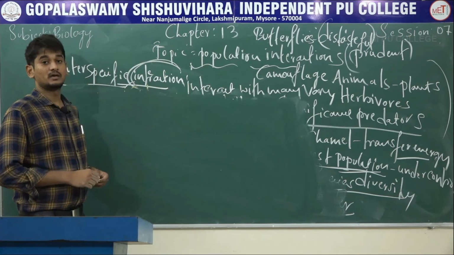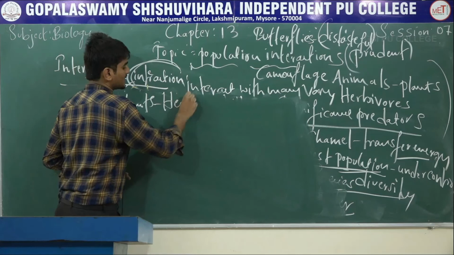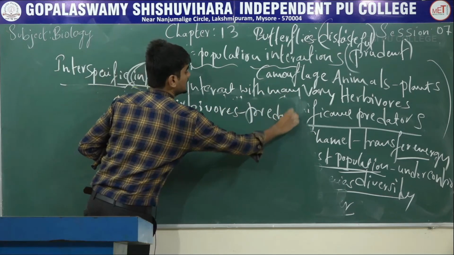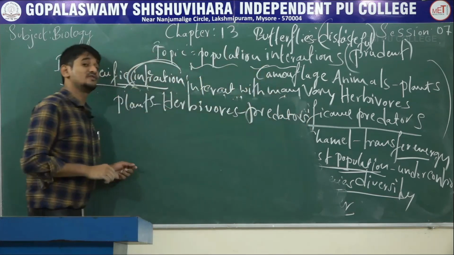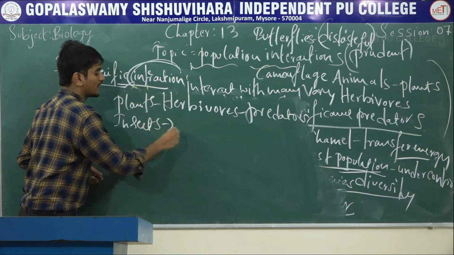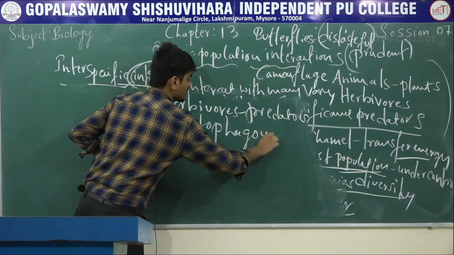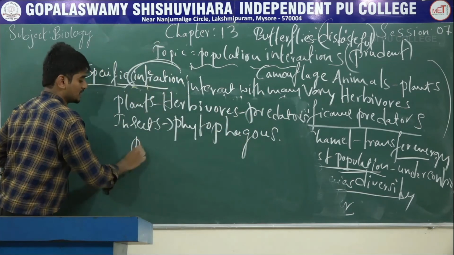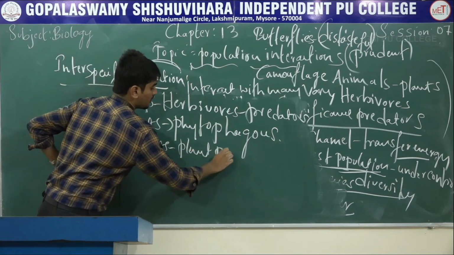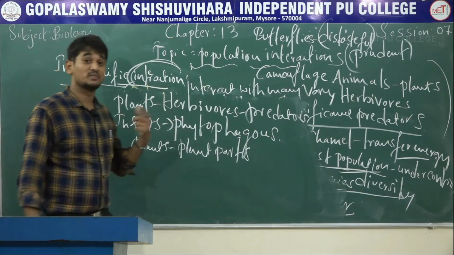In the case of plants, herbivores are the predators. Nearly 25% of insects are phytophagous, because they eat plant sap or plant pods. The plant also shows a defense mechanism against predators.